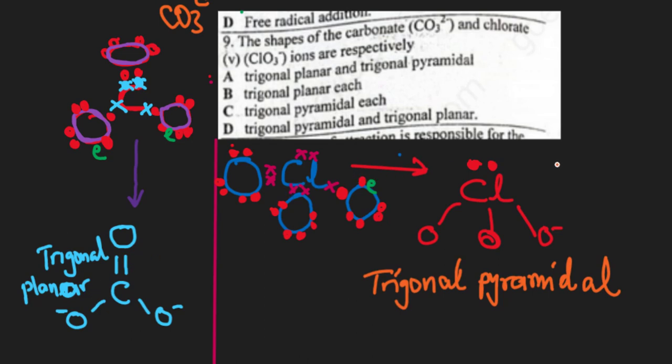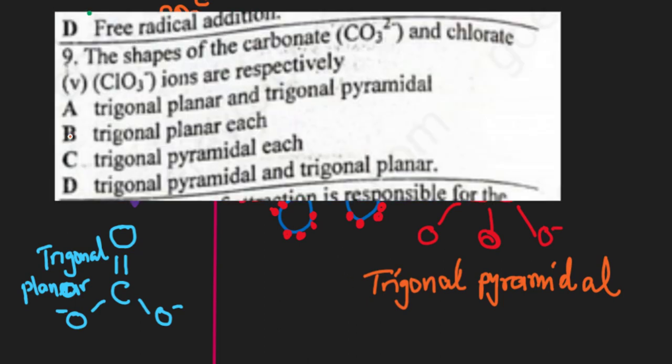Unlike the chlorate, which has a lone pair of electrons on the chlorine atom, this lone pair of electrons tends to pull the bonded pairs towards each other, giving rise to a pyramid, hence the name trigonal pyramidal. So our best option we can see here is A. The carbonate is trigonal planar and the chlorate is trigonal pyramidal. So A is the correct option.